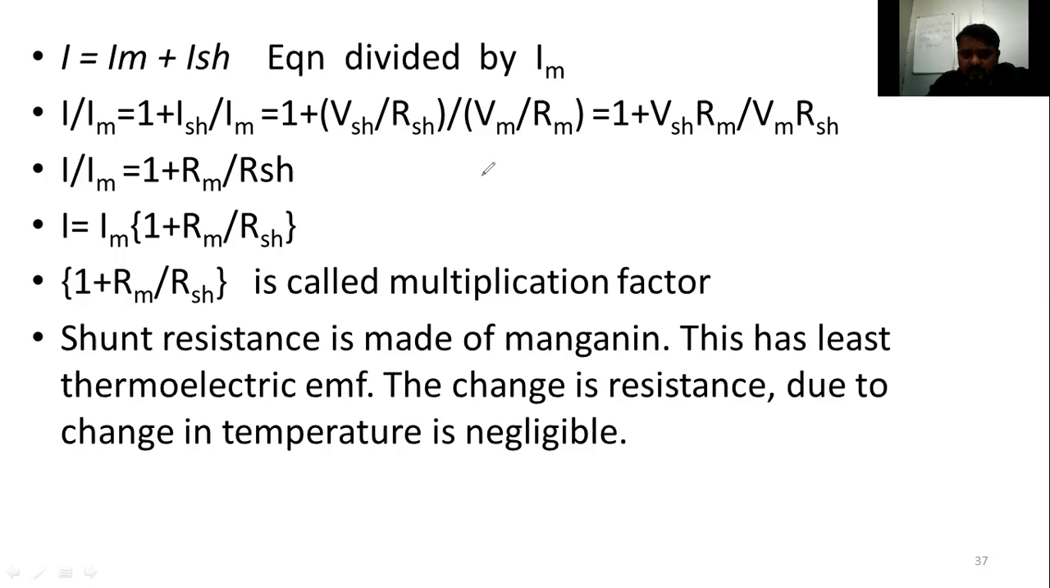1 divided by 1 by 2 is nothing but 2 only. Like that, in the 2 place, Rm is there. So this Rm will go to the numerator: Vsh into Rm divided by Rsh into Vm here now.